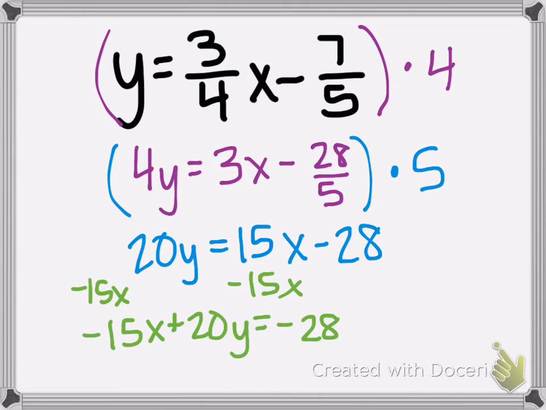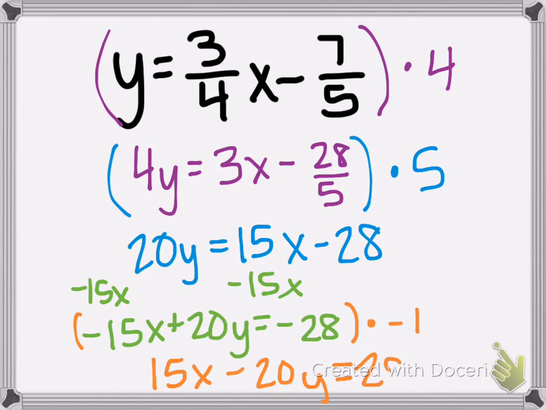And again, we have that problem. We don't want a negative 15. We want it to be positive. So I'm going to multiply it by negative 1. Negative 15x times negative 1 is 15x. 20y times negative 1 is negative 20y, so we subtract. And negative 28 times negative 1 is 28.